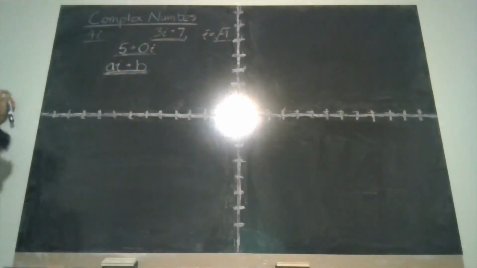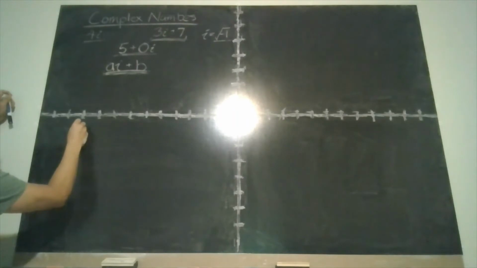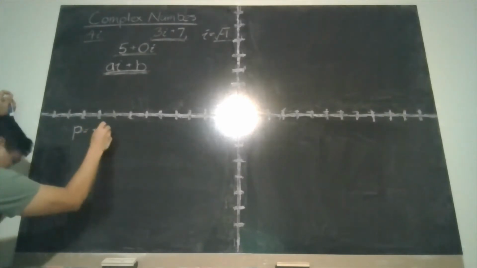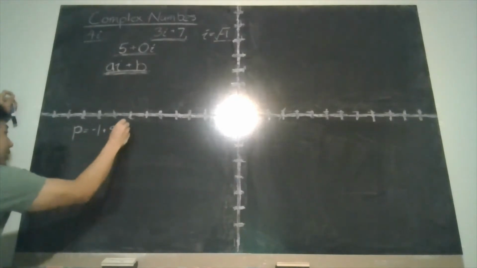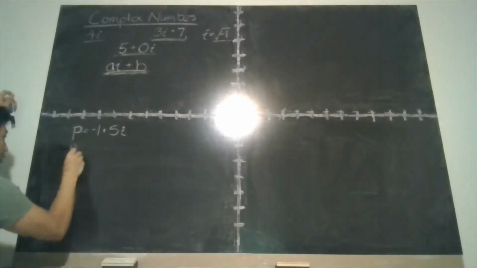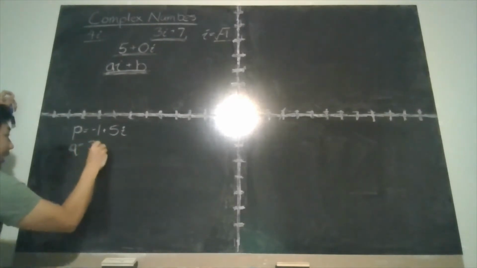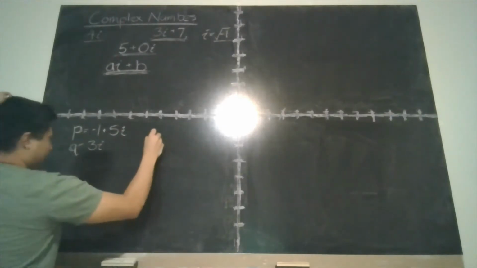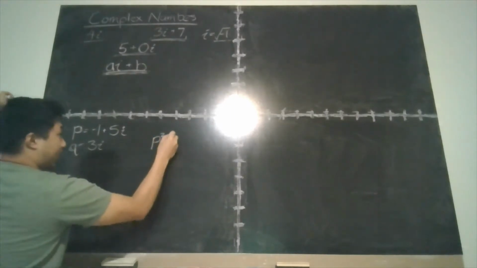So then let's give ourselves an example. Let's suppose that the value p is equal to -1 plus 5i. And let's say some other value q is equal to 3i. What is the value of something like p squared times q?